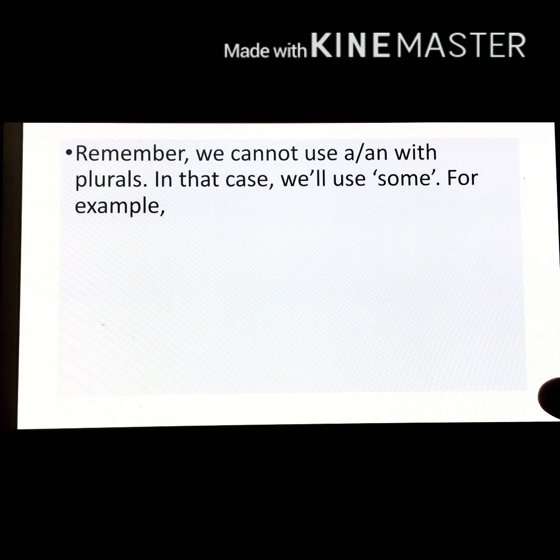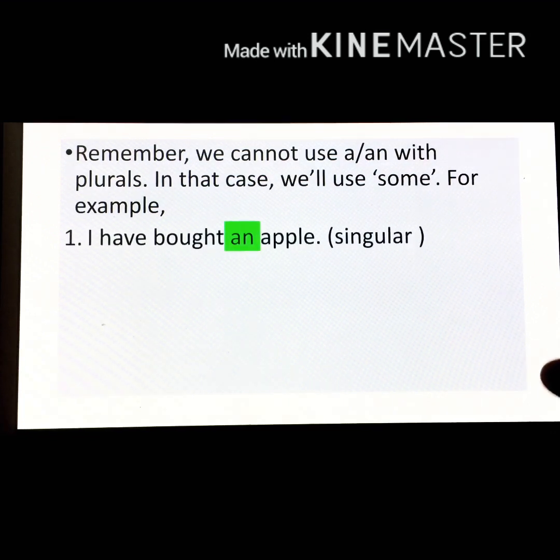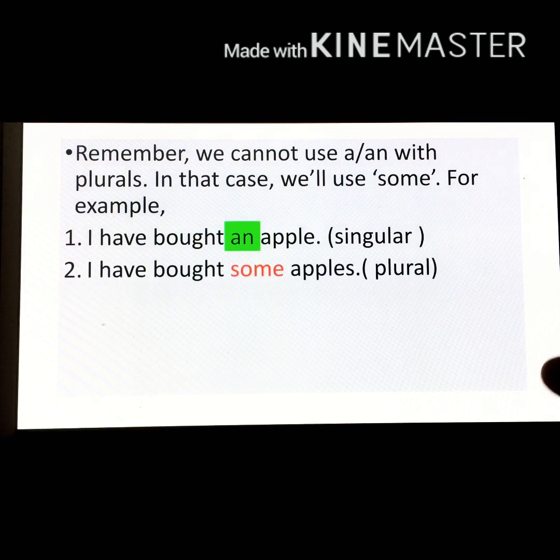Let's go to the next slide. Remember, we cannot use a or an with plurals. In that case, we'll use some. For example, I have bought an apple. Here, apple is singular. I have bought some apples. Here, apples is plural. That is why we could not use an here. We should use some.